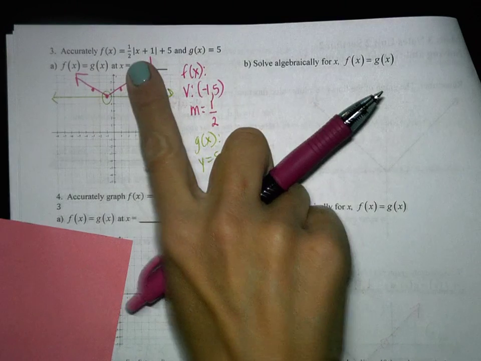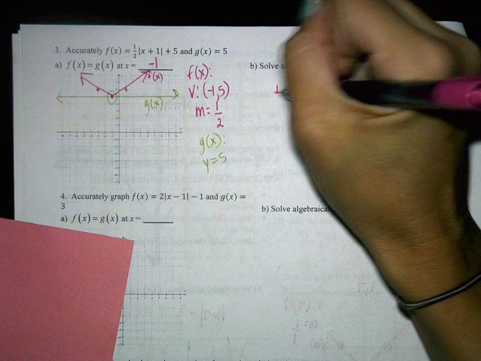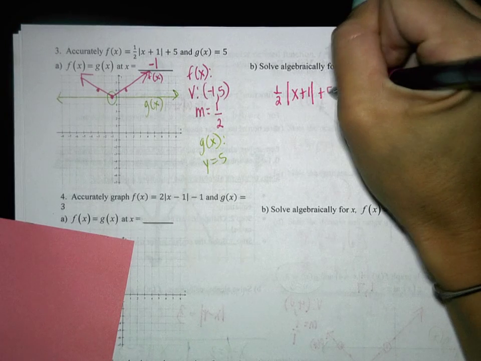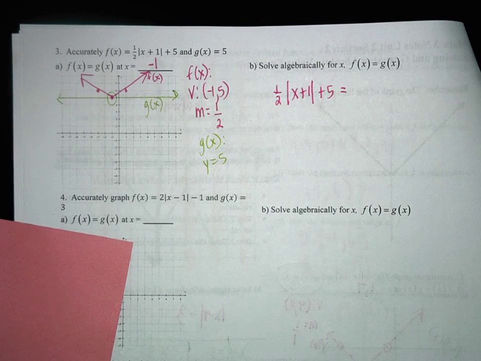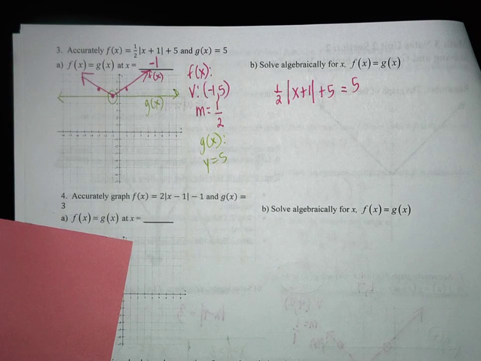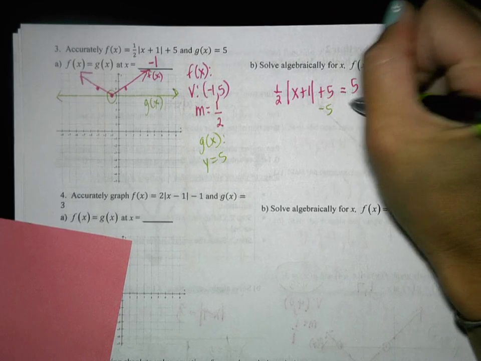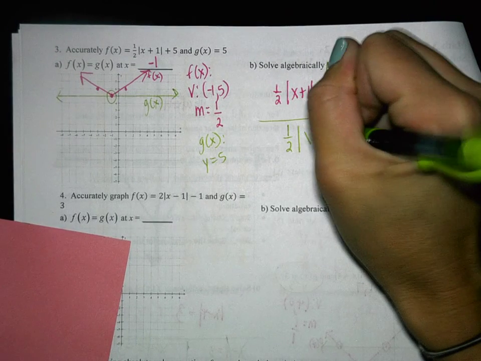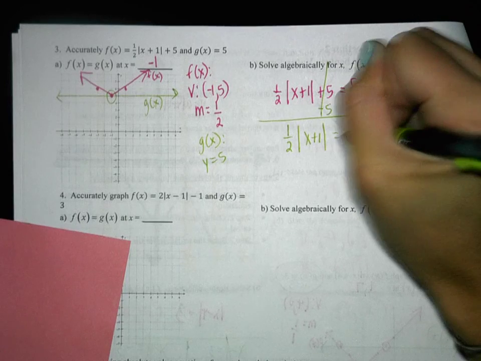So we're going to do f of x. So we have 1/2 absolute value of x plus 1, plus 5 equals, and what is g of x? 5. Good, 5. So is the absolute value by itself? Yeah. What will we do first? Good, subtract 5 is correct. So this cancels out. I have 1/2 absolute value of x plus 1 equals 0.